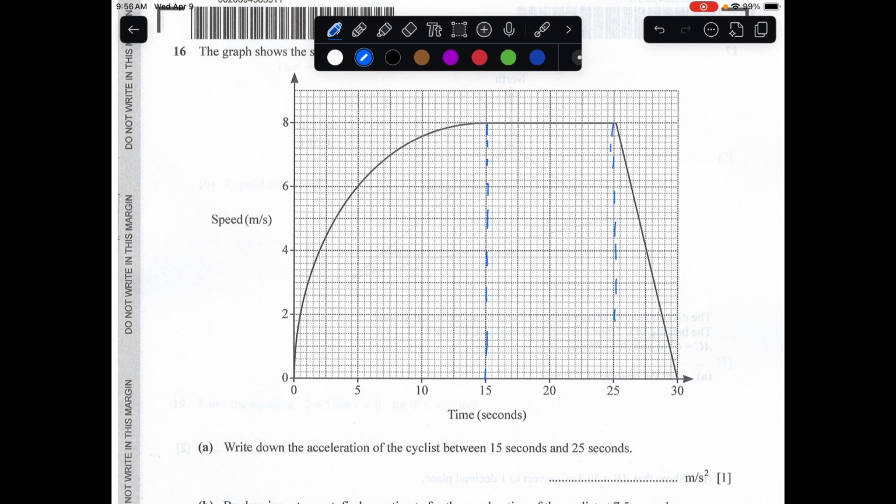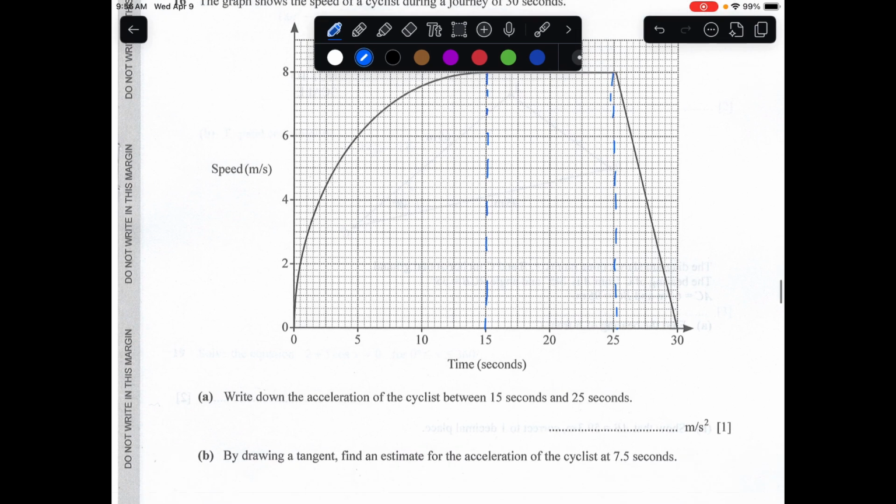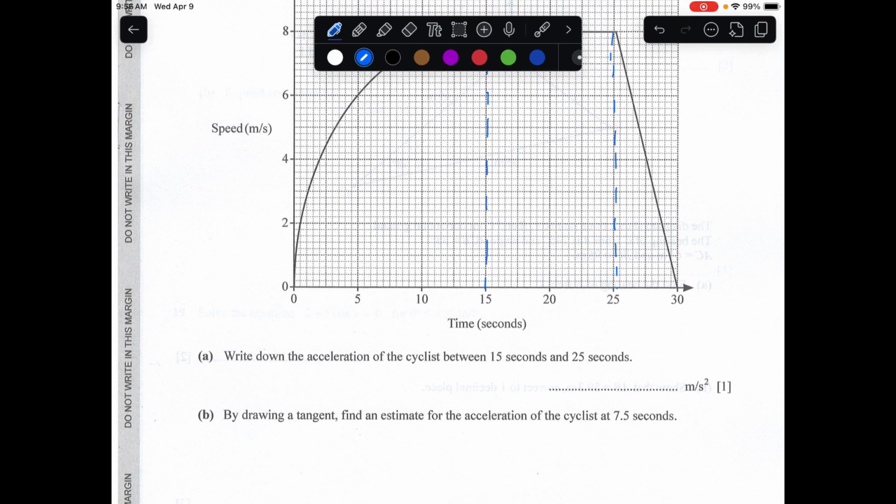What is the acceleration? Now you can see that it's a horizontal line. So if it is a horizontal line, what does it tell about the gradient of the line? What is the gradient of the horizontal line? It is going to be 0. That means the acceleration is going to be 0 meters per second squared.